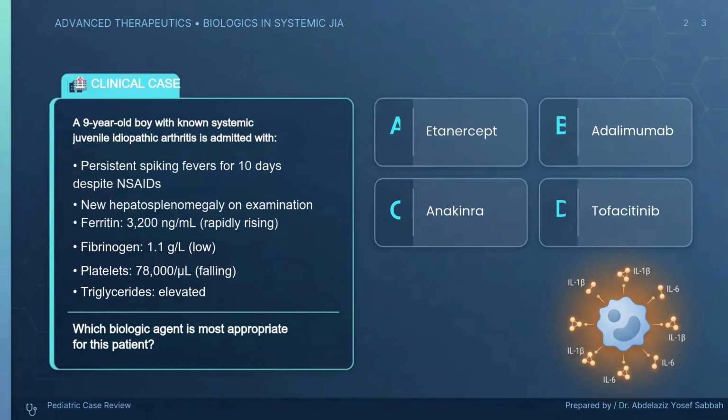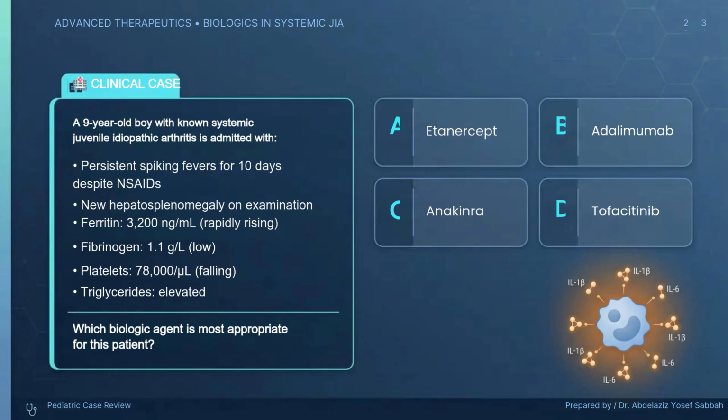Case 14. A 9-year-old boy with known systemic juvenile idiopathic arthritis is admitted with persistent spiking fevers for 10 days despite nonsteroidal anti-inflammatory drugs. He has new hepatosplenomegaly on examination. Ferritin is 3,200 nanograms per milliliter and rapidly rising. Fibrinogen is 1.1 grams per liter, which is low. Platelets are 78,000 per microliter and falling. Triglycerides are elevated. Which biologic agent is most appropriate for this patient?